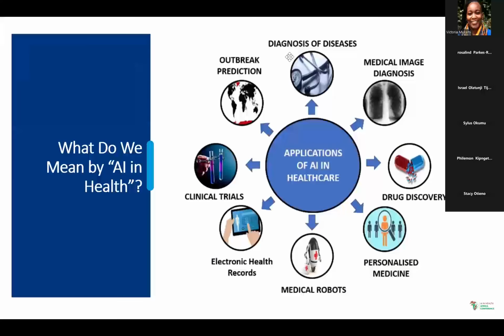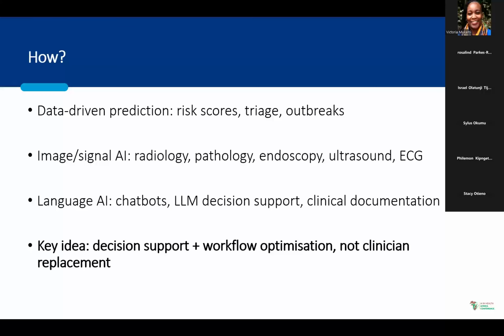So, we can think about this in several different ways, and I just want to take you back to some concepts first. So, when we talk about AI and health, what are we talking about? And so you might see this kind of catch-all type of diagram, which talks about lots of different applications of health, from medical robots, electronic medical records, clinical trials, medical diagnosis. But there are also other ways of looking about this problem.